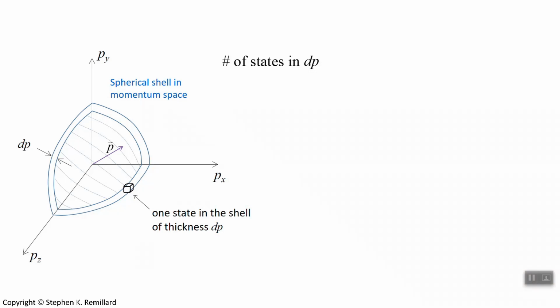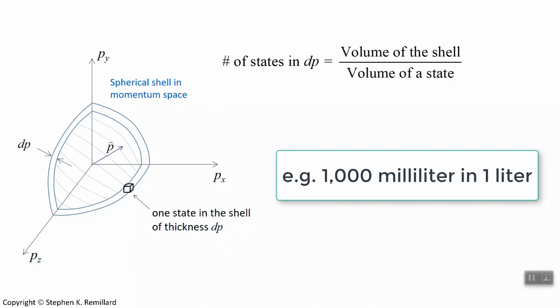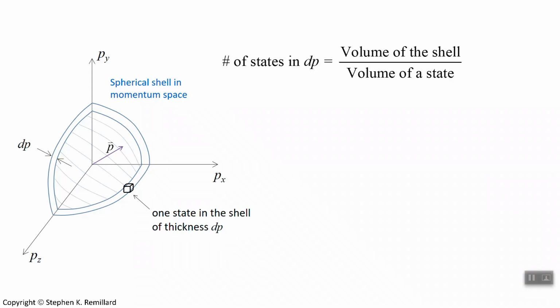To count up the number of states in this shell, let's first depict one state. And so I have a very small cube shown there. The goal is to find out how many states fit into that shell. First, I should define what is a state per volume. The number of states in the volume dp is the volume of that shell divided by the volume of a single state. So if the shell has a volume of 1 liter and the volume of a state is 1 milliliter, there are 1,000 states in that shell. So that ratio is what we need to figure out.